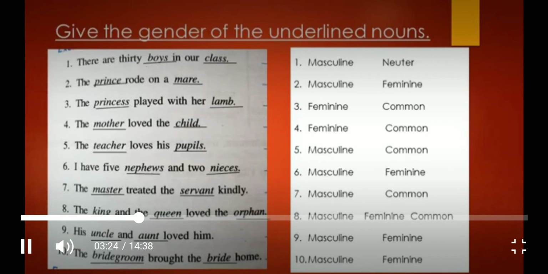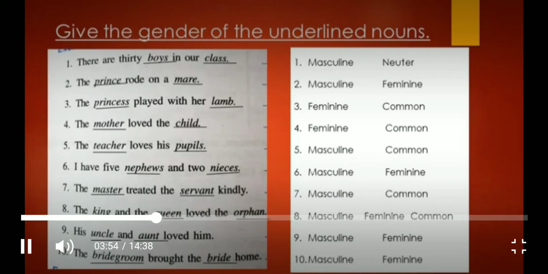Nephews, masculine; nieces, feminine. Master, masculine; servant, common. Because it is said servant, it is not mentioned whether it's a man servant or a maid servant. If it is man servant, then it is masculine. If it is maid servant, it is feminine. Here it is said servant, so it is common. Servant is a common gender.